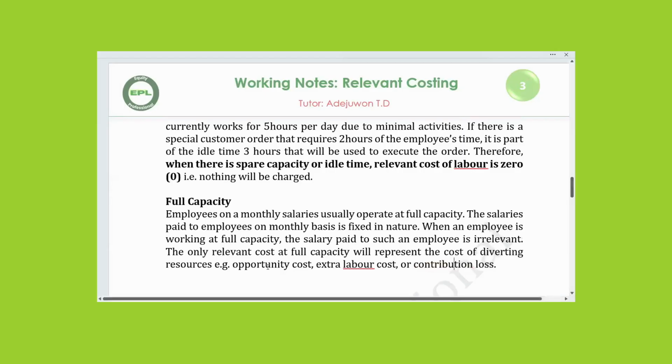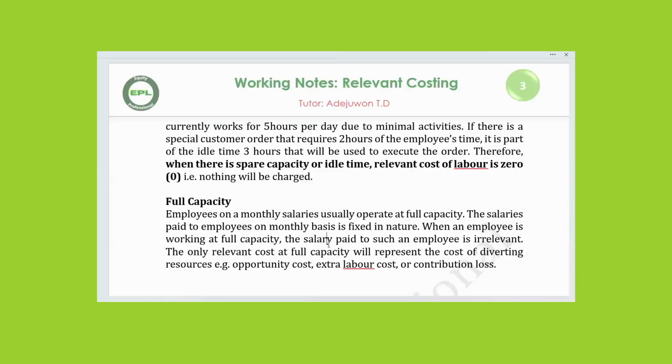What we are saying in essence is that when an employee is working at full capacity, the company is not going to incur any cost on that. Why? Because the salary that the employee is going to earn is fixed. Any fixed cost is irrelevant cost, so you have to ignore the salary. However, you may be told that there is a diversion of resources.